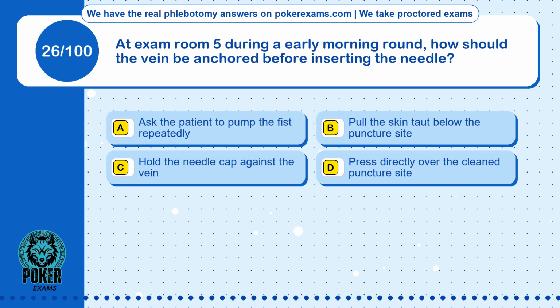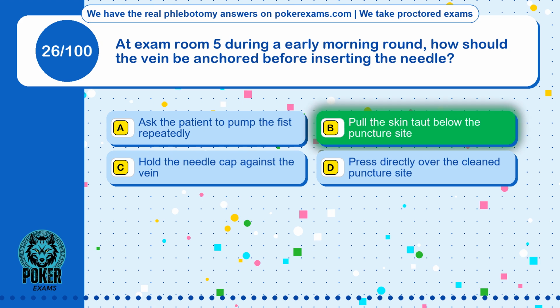Question 26. At exam room 5 during an early morning round, how should the vein be anchored before inserting the needle? Option A, ask the patient to pump the fist repeatedly. Option B, pull the skin taut below the puncture site. Option C, hold the needle cap against the vein. Option D, press directly over the cleaned puncture site.